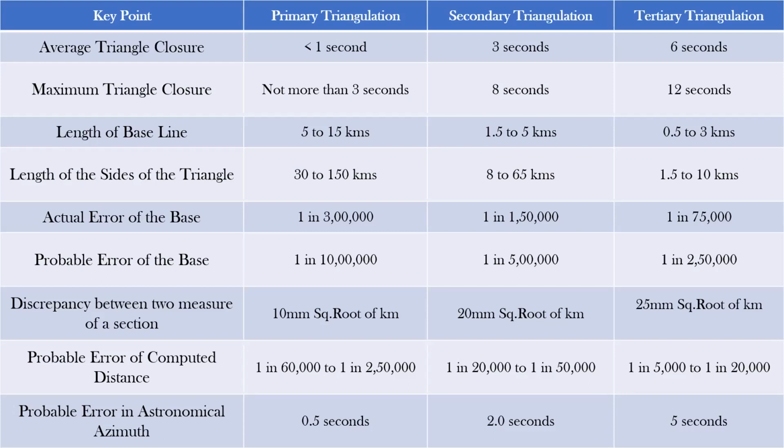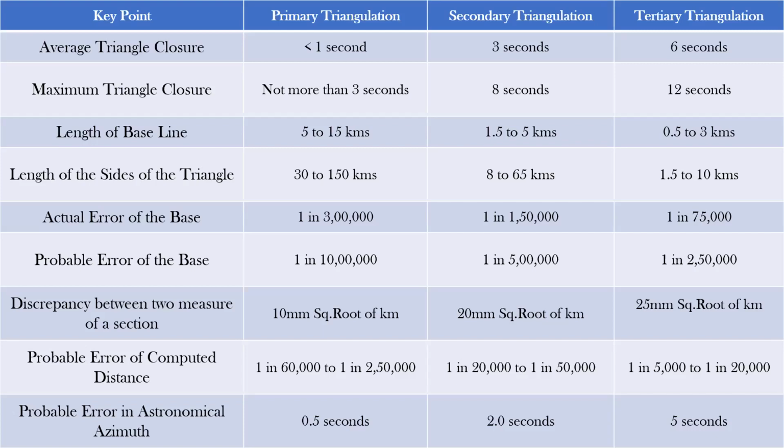Now look at the length of the baselines. Primary runs from 5 to 15 kilometers, whereas secondary is 1.5 to 5 kilometers, and tertiary is about 0.5 to 3 kilometers. And the lengths of sides of a triangle allowed in the primary triangulation system are 30 to 150 kilometers in primary, 8 to 65 in secondary, and 1.5 to 10 kilometers in tertiary.